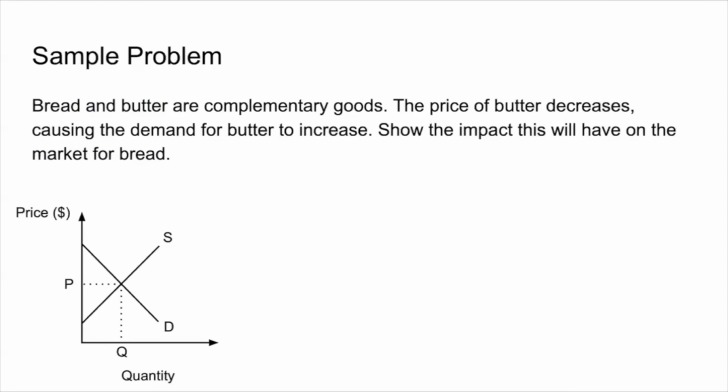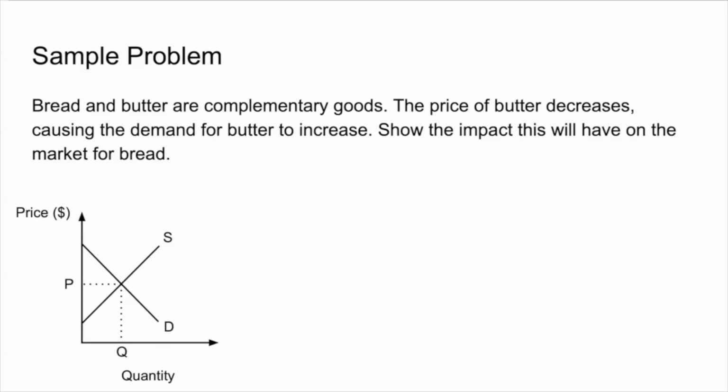Here's an example of a shift. Bread and butter are complementary goods. The price of butter decreases, causing the demand for butter to increase. Show the impact this will have on the market for bread. All right, so the first thing you need to know is, will it shift supply or demand? The answer is demand because complementary goods are one of the determinants of demand.